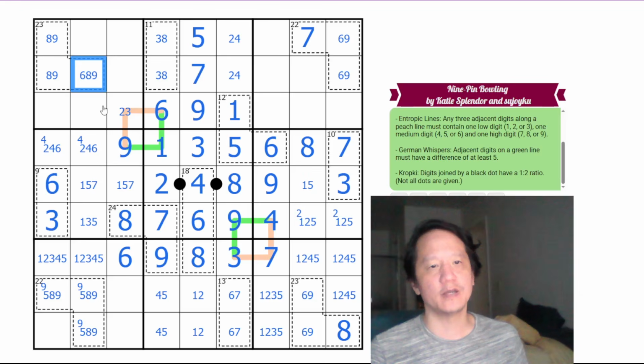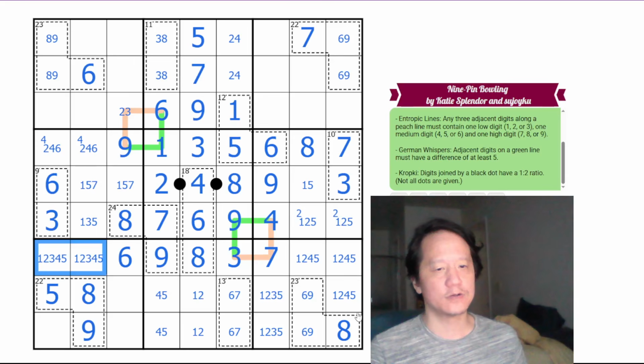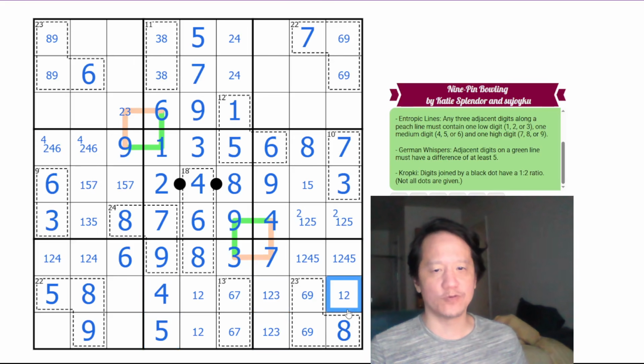So this can't be 8 or 9, it's 6. This can't be 8 or 9, it's 5. This can't be 5 or 8, it's 9, which makes this an 8 here. So 5 and 3 can't be here. Whereas 5 eliminates 5 here, so it's 4 and 5. These can't be 5 anymore. This can't be 4 or 5. It's 1 or 2.